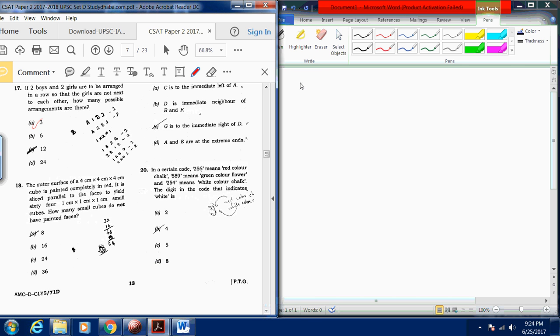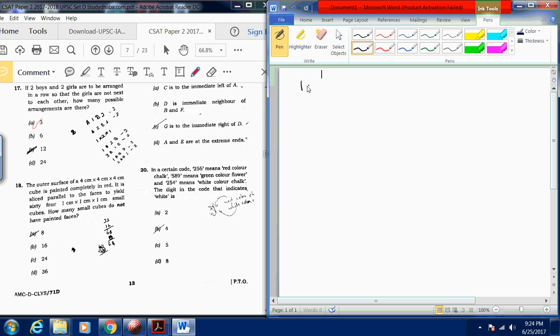Question number 18. This is a cube problem. The outer surface of a 4 by 4 by 4 cube is painted in red. It is sliced parallel to the faces to yield 64 1 by 1 by 1 small cubes. How many cubes do not have painted faces? Simply, if you draw a cube, so this is a cube. This is 4 by 4 by 4.